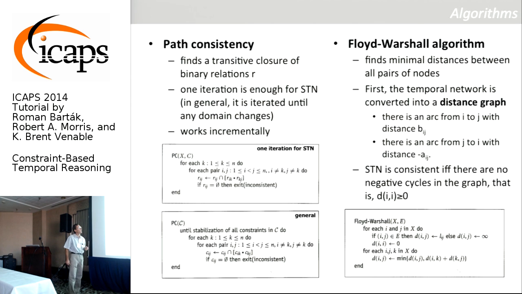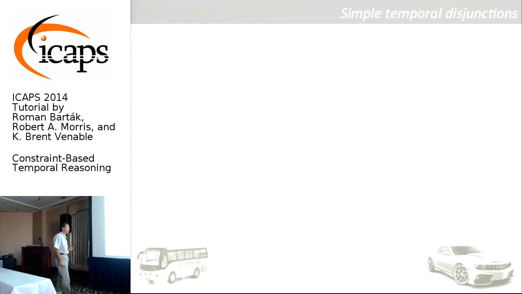So as I said, the simple temporal network will be consistent if there is no negative cycle in the graph. So if we deduce that the minimum distance between I and I is negative, the network is not consistent. Okay, so that was about the simple temporal network.